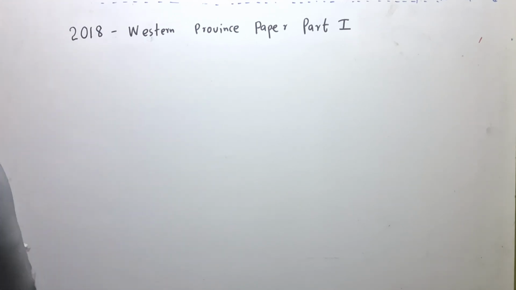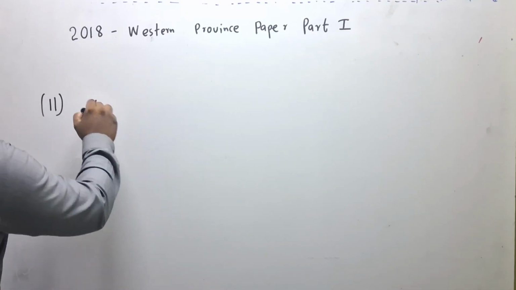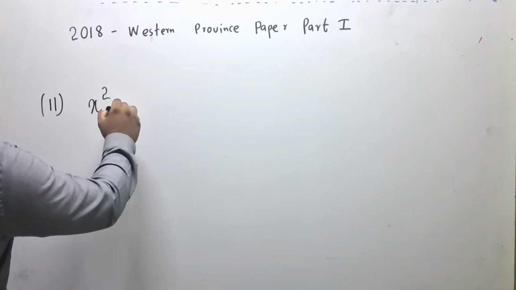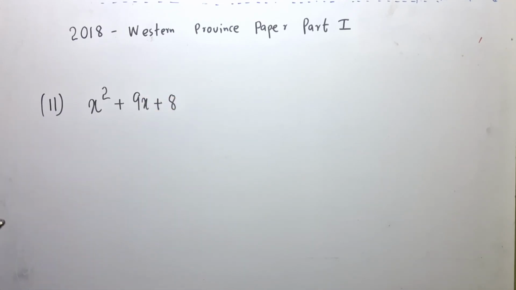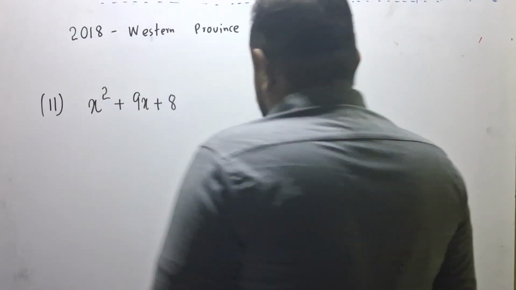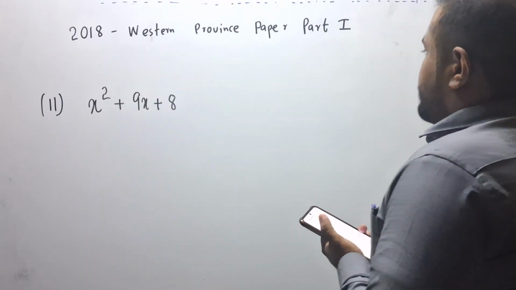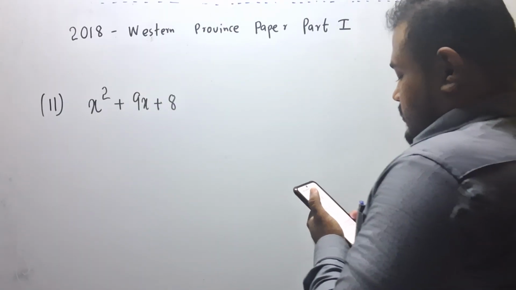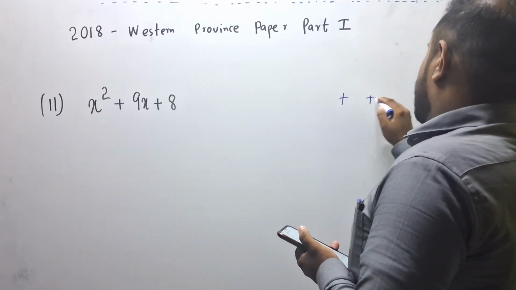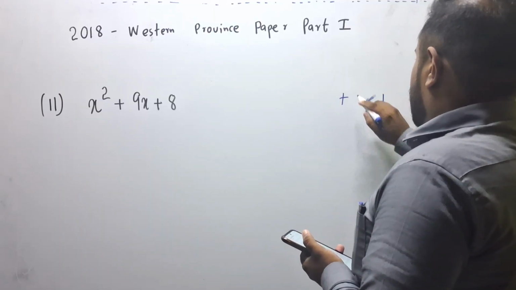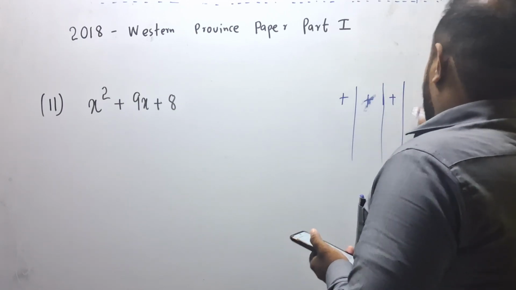Question number 11. Factorize x squared plus 9x plus 8. You all remember that table I have given. What's that table? There is a table I have given. Plus plus plus, all plus.